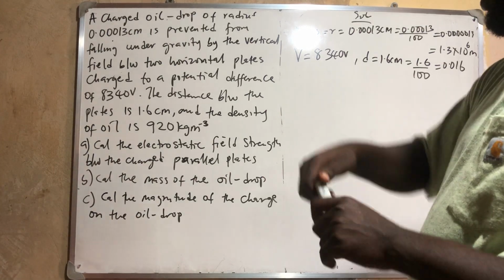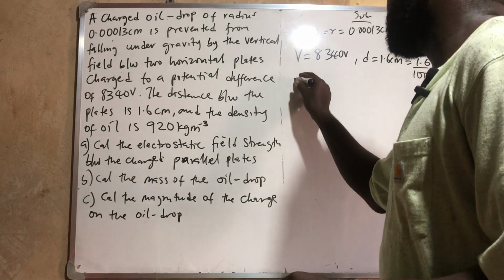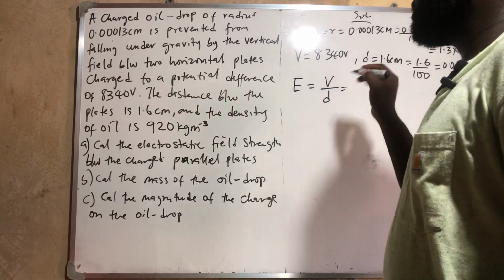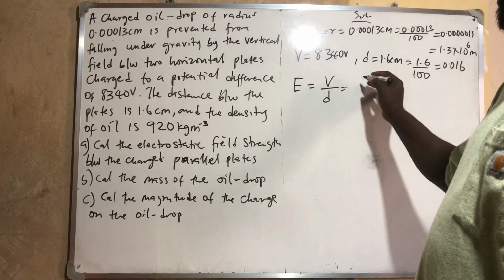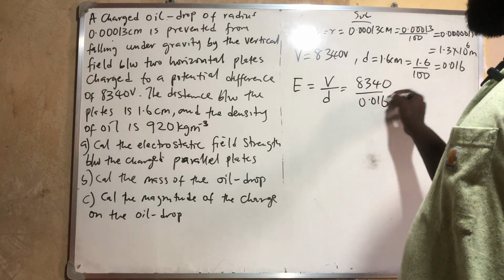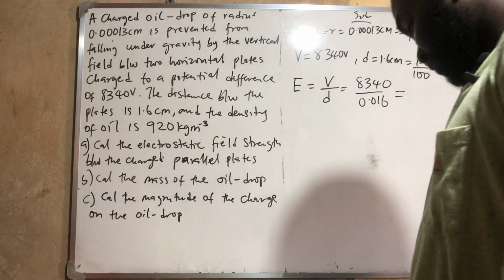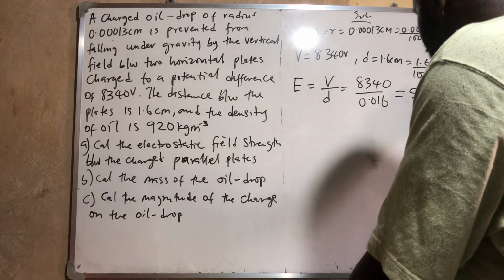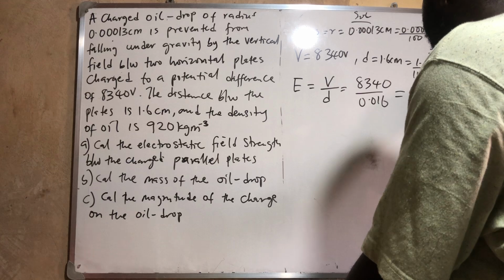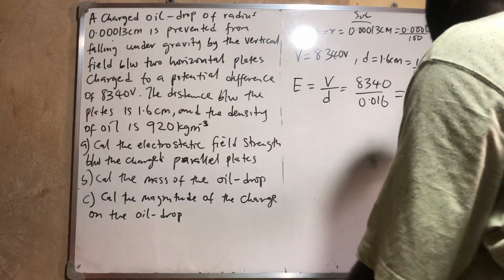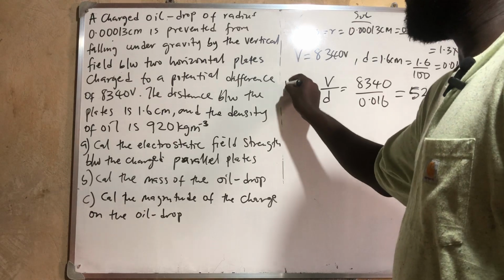They say we should calculate the electric field strength. Electric field strength is measured in volts per meter. So that is potential difference over distance, which is 8340 divided by 0.016. If you divide that, you're going to get 5121250 volts per meter. Okay, that is the first thing.